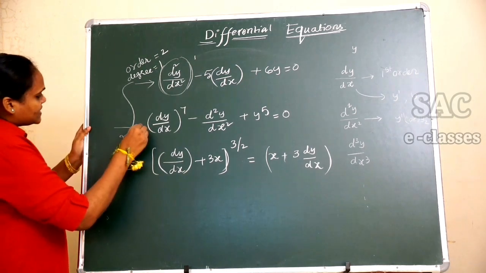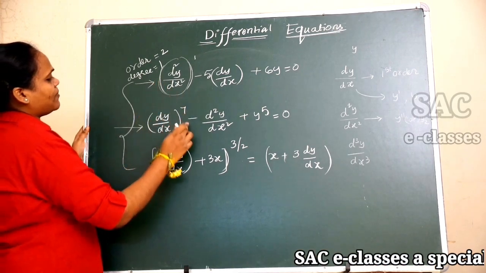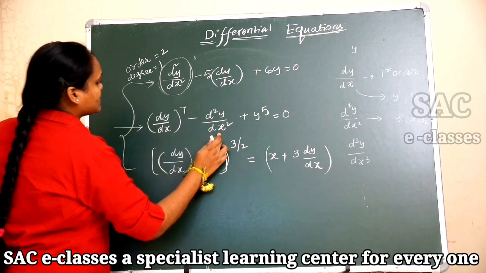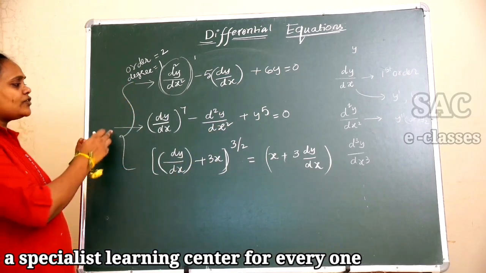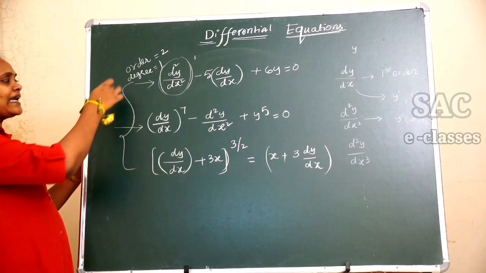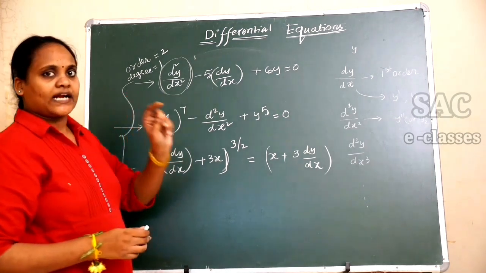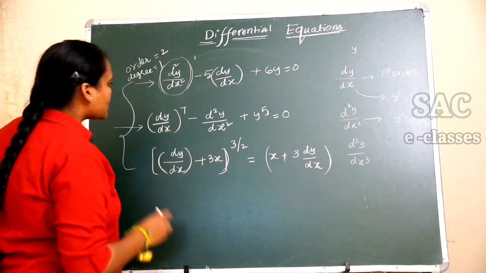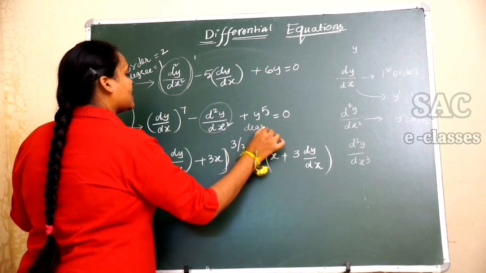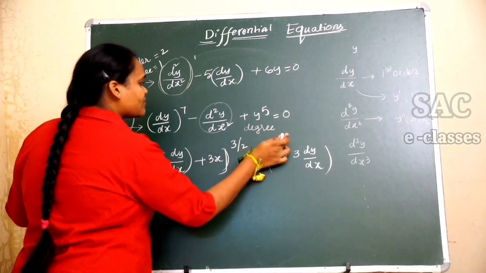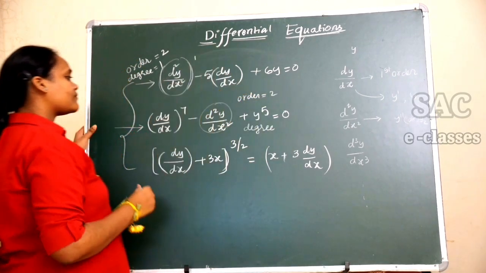Look at the second example. Here, dy by dx whole power 7 minus d square y by dx square plus y power 5 equal to 0. I asked you to find out the order and degree. You should focus on the higher order derivative in the given equation. Clearly the higher order is this one. So can we take the degree first? No, first of all find out its order. The order is 2 clearly.